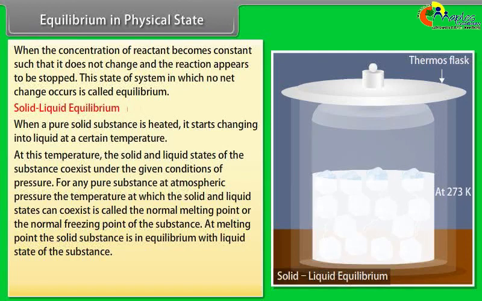At melting point, the solid substance is in equilibrium with liquid state of the substance. Let us consider ice and water at 273 Kelvin, melting point of ice, taken in a perfectly insulated thermos flask. An interesting feature of this system is that the temperature as well as the masses of ice and water remain constant. This represents a dynamic equilibrium between ice and water. As there is no change in mass of ice and water, the number of molecules going from ice into water is equal to the number of molecules going from water into ice. Thus, at the equilibrium, rate of melting is equal to rate of freezing.